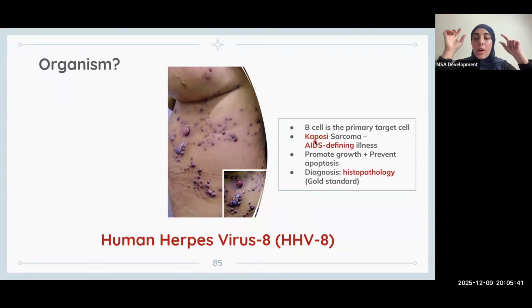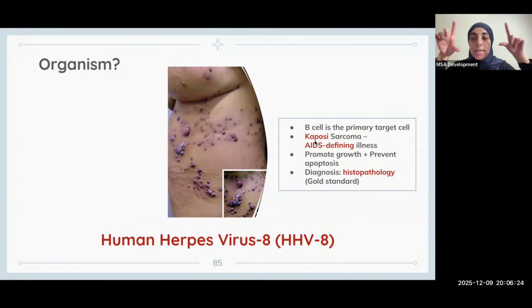How do they do that? The virus is hiding in B cells, as we said. And it's going to stay there, and then if someone gets AIDS, the virus is going to be energized. It's going to do two things. It's going to promote growth and prevent apoptosis. And if you know anything about pathology, in cancer pathology, this is how cancer develops. You either have a lot of growth or you have no death, okay? So no apoptosis or a lot of growth. And the human herpes virus 8 is going to induce both. It's going to promote growth and prevent apoptosis, leading to cancer, which is Kaposi sarcoma.